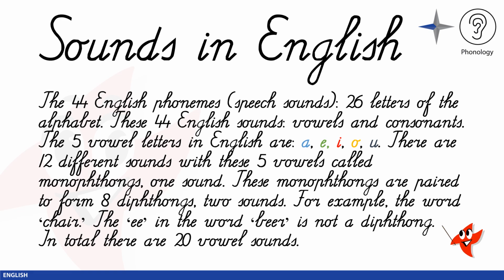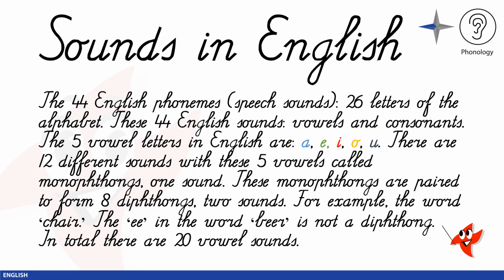Young learners of the English language will notice that the 5 vowels in English have 20 vowel sounds. The 44 English phonemes are represented by the 26 letters of the alphabet individually and in combination. These 44 English sounds can be divided into two major categories, vowels and consonants.